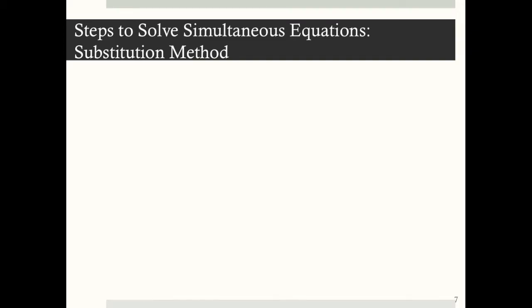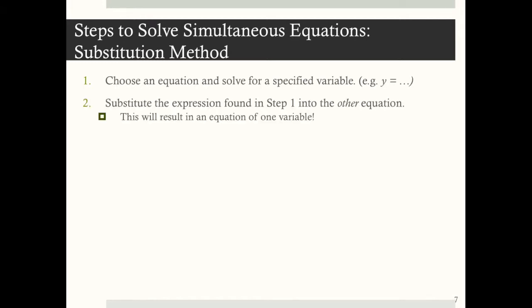When you're using the substitution method, there's a series of steps that you can follow, and sometimes you won't even have to do the first or second step because it's already done for you. But let's go through them before we go through an actual example. First, you're going to choose one of the equations and solve for a specified variable. For example, solve for y. Then you're going to substitute the expression that you created in step 1 into the other equation. And what you should come up with is an equation with only one variable in it, x.